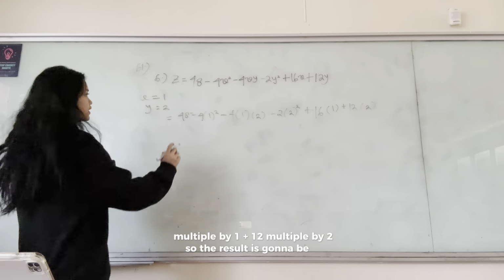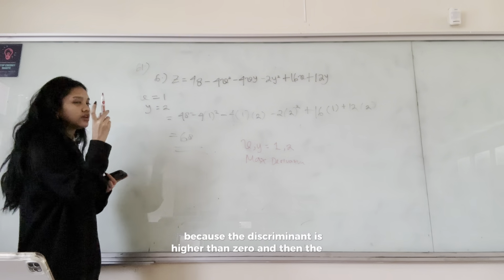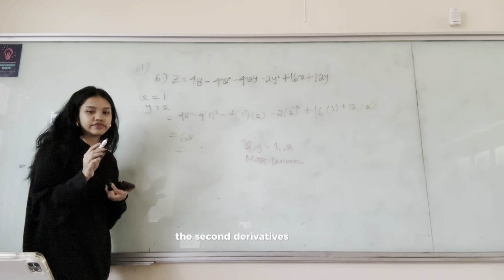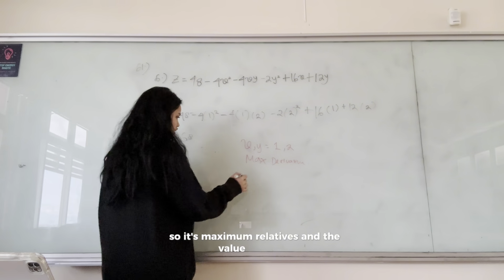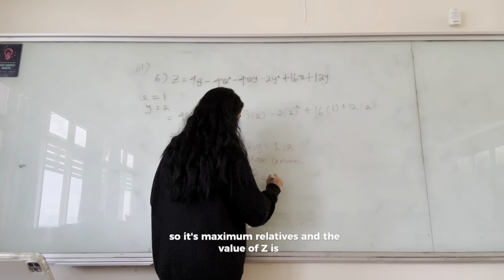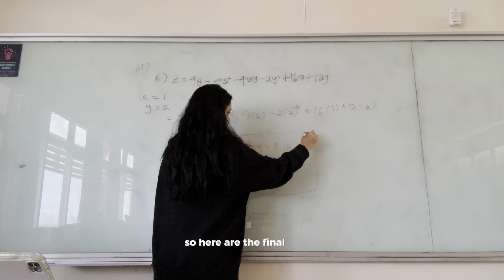So we got the answer. First, x and y are 1 and 2, and the type is a maximum because the discriminant is higher than 0 and the second derivative is lower than 0, so it's a maximum. The value of z is 68. So here is the final answer.